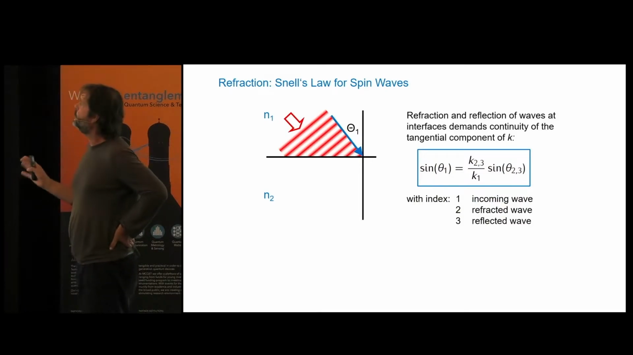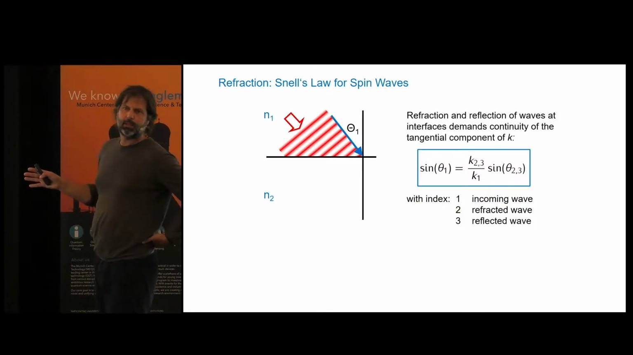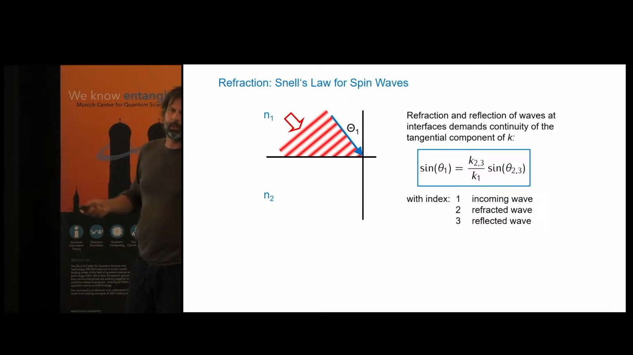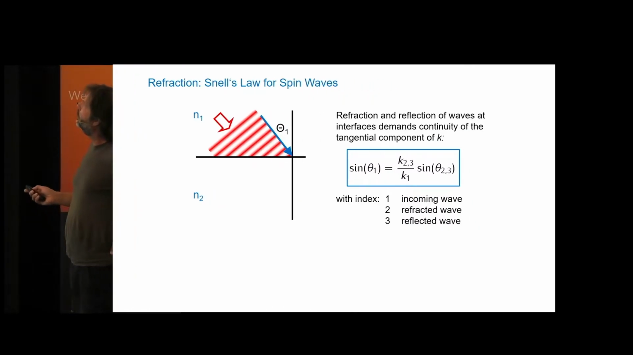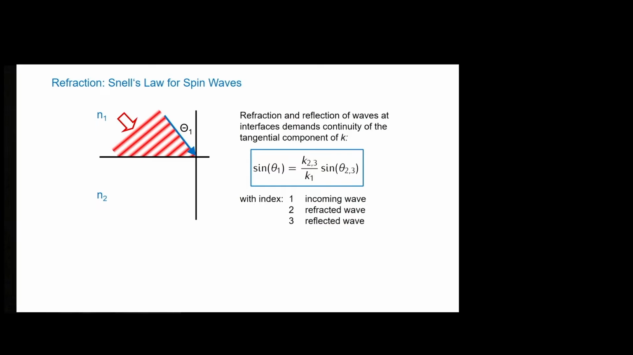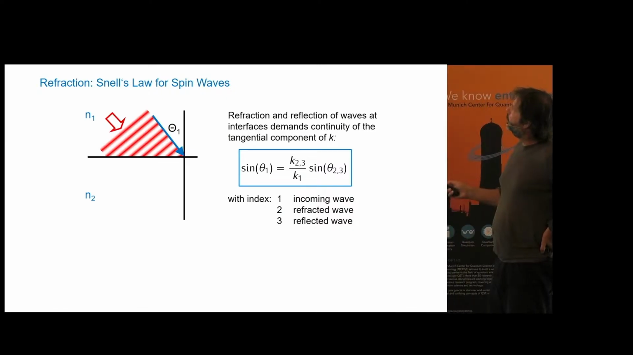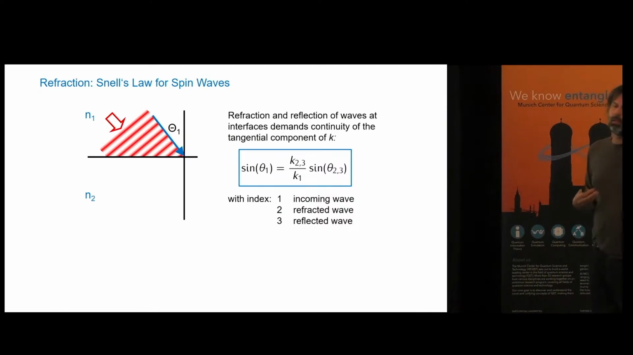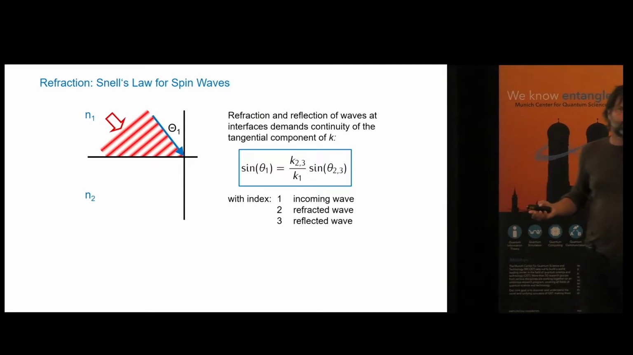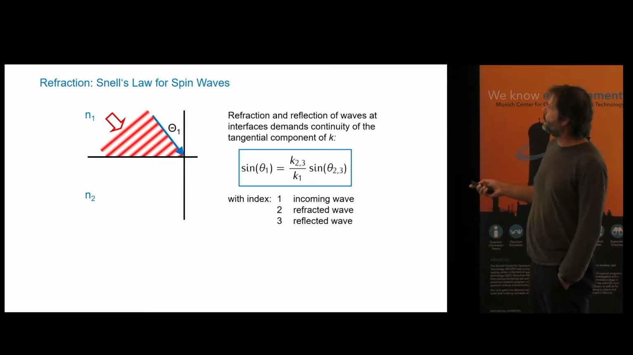I will show you a very simple example as a starter so you get acquainted with what spin waves are. And the example is that we looked at Snell's law for spin waves. It's something very simple. You know this from optics. You know that if you have a wave that impinges onto an interface here, that the refraction and reflection is dominated by the tangential component of the K vector at this interface here.